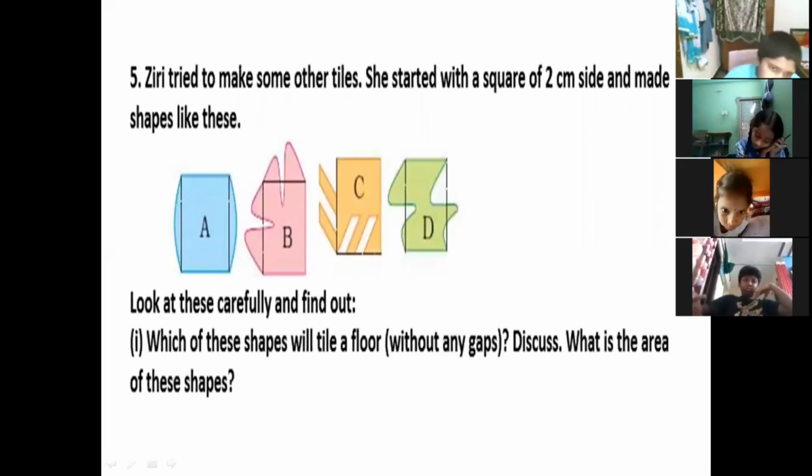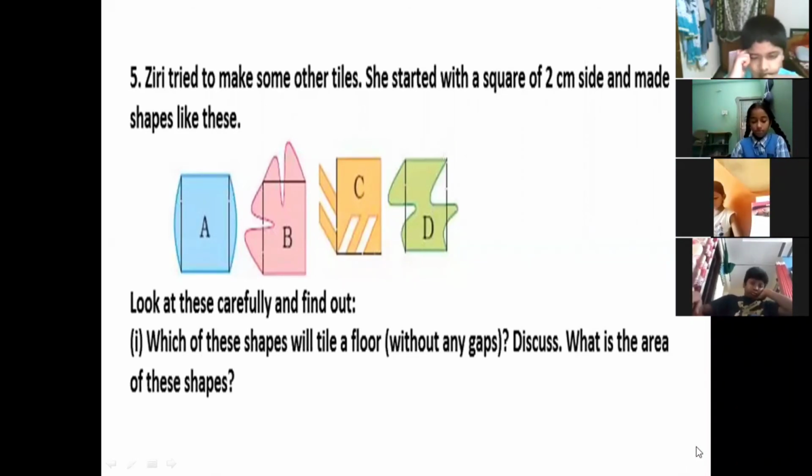Okay, and now here you have Ziri, who tried to make some other tiles. She started with a square of 2 centimeters side and made shapes like this. From these shapes, you have to make designs, some patterns. So like these patterns you have to make. I will show you the patterns. I will share the textbook with you. You can see from the textbook also.